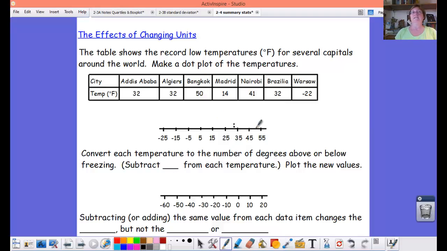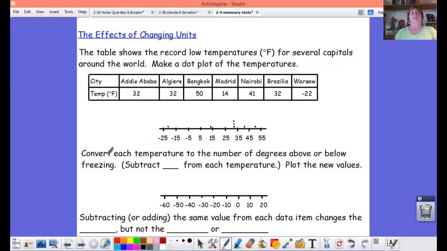Bangkok in Thailand, folks, the lowest it's ever been there is 50. In Madrid, 14. That's still pretty temperate. In Nairobi, never gone below 41, so a little bit more than halfway there. Brasilia, 32. There's another spot that doesn't get below freezing. And finally, we come to Warsaw, Poland. The lowest temperature ever recorded there was negative 22, so down in here. And you can see that that's a giant spread in temps.